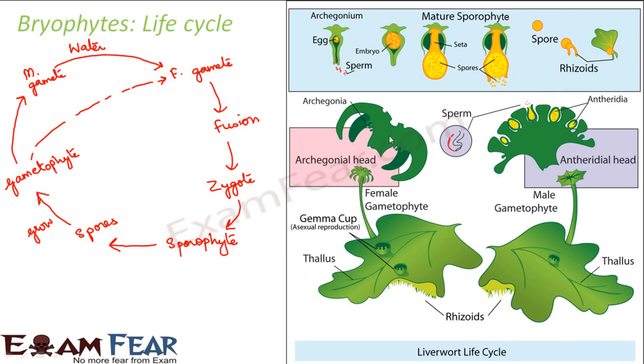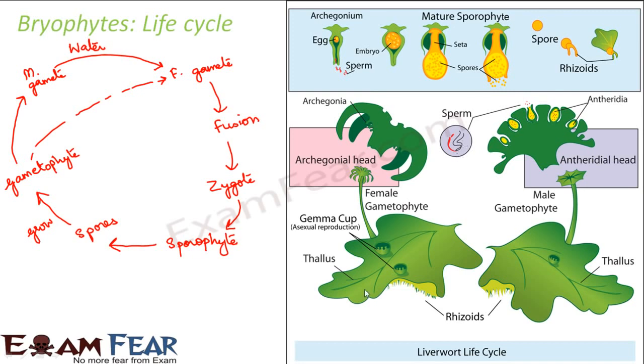It doesn't have anything right now, but the male gamete, if you take a closer view, you actually see the antheridia. So these are the sperms. Sperms are nothing but the male gametes. So these male gametes will reach the female gamete, and they will fuse together. When they fuse, they will form a zygote.